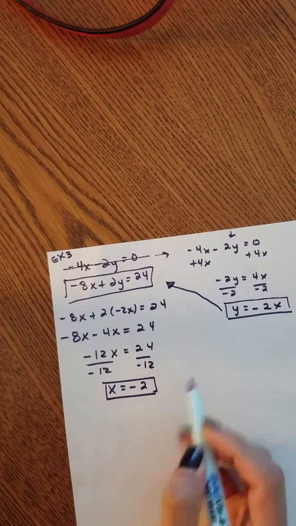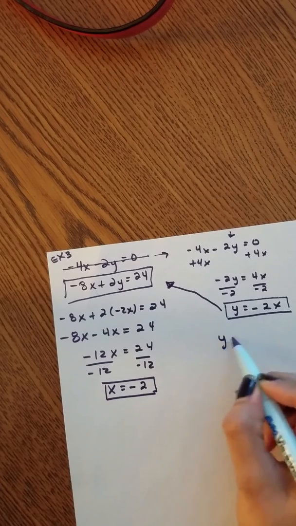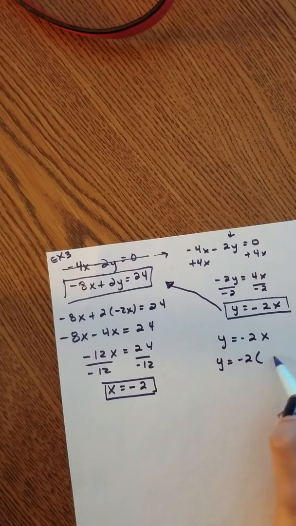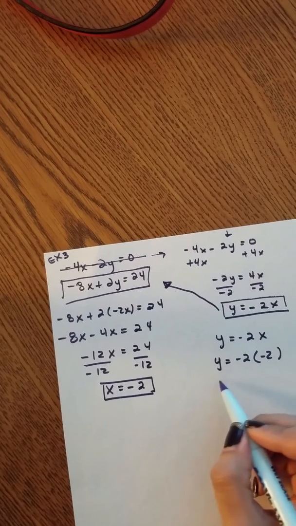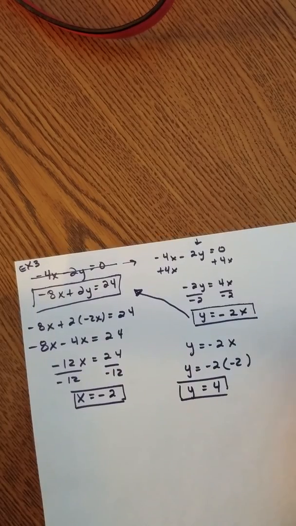I'm not done. I have my x, I don't have my y. So I know that y is equal to negative 2x. I'm going to plug in my value for x there. Y is equal to positive 4. Okay, so here I'm finding that my solution is negative 2, 4.